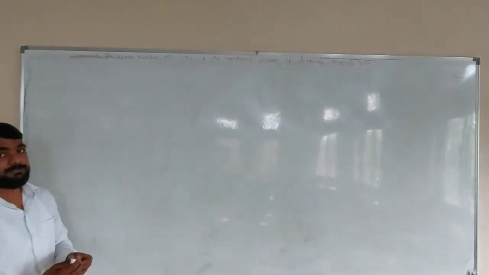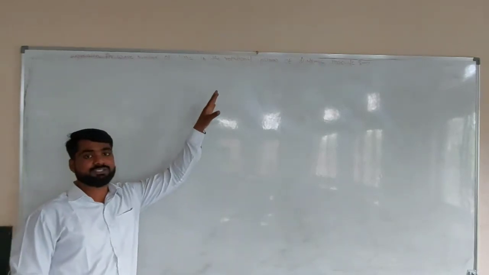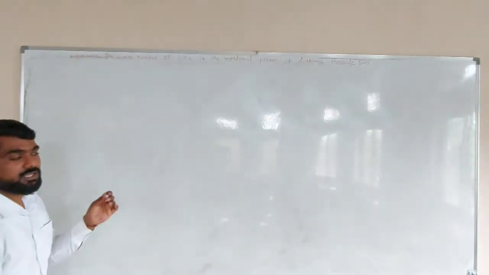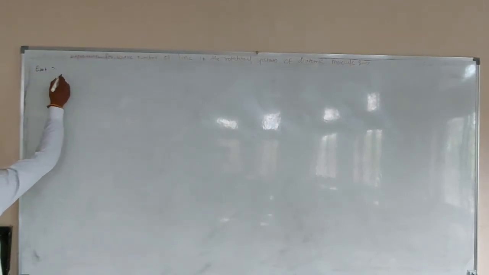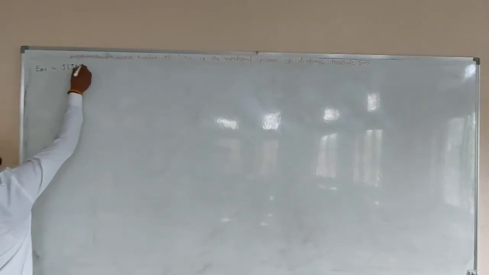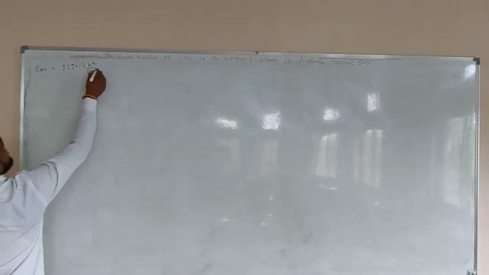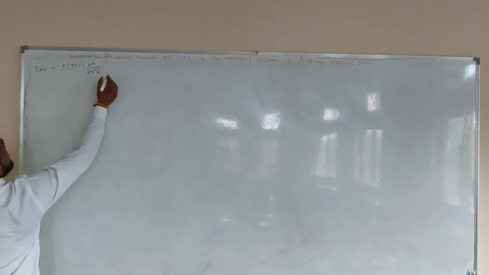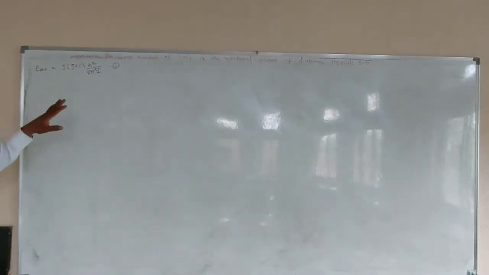Then next point, the expression of wave number of line in rotational spectrum of diatomic molecule. In the previous lecture, we know the expression of energy of rotation, that is E rotational is equal to J into J plus 1 into h square upon 8 pi square I. We know this equation; in the expression of wave number of line, we can first start from this equation.